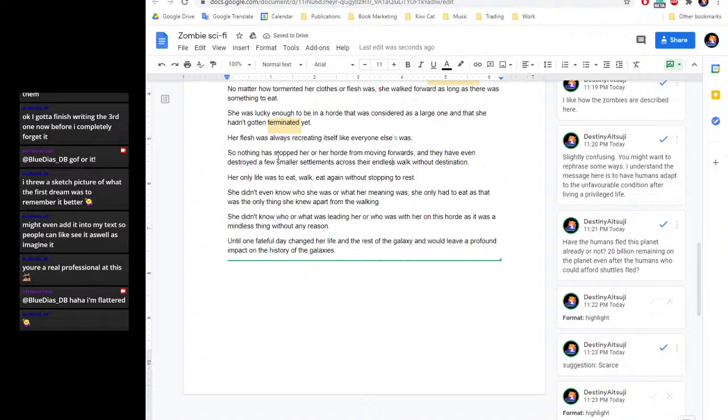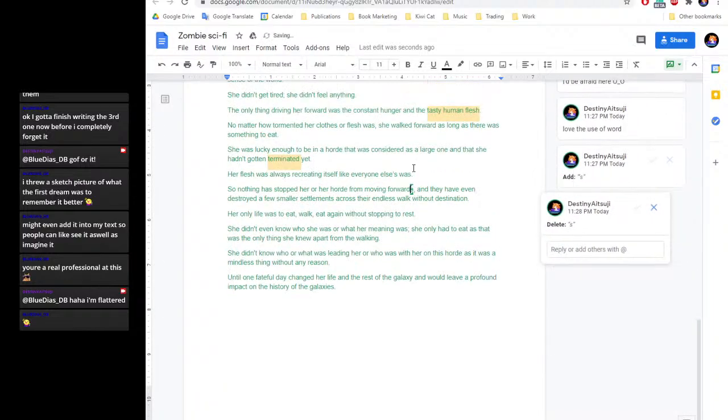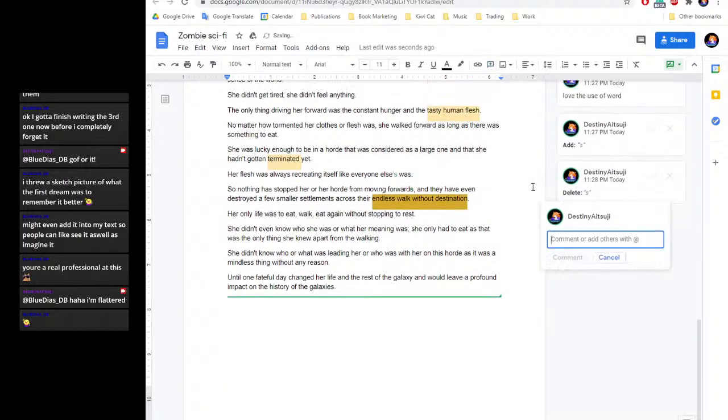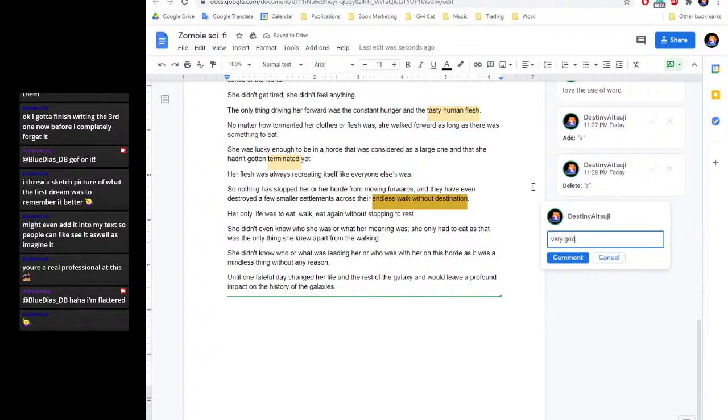Okay, everyone else's, and this is the place where you put the apostrophe. Okay, so nothing has stopped her or her horde from moving forward. They have even destroyed a few smaller settlements across their endless walk without destination. I like this one very well. Well done. Yeah, hell yeah.